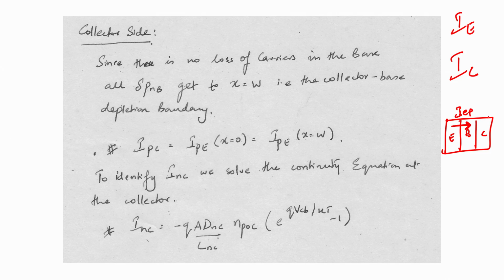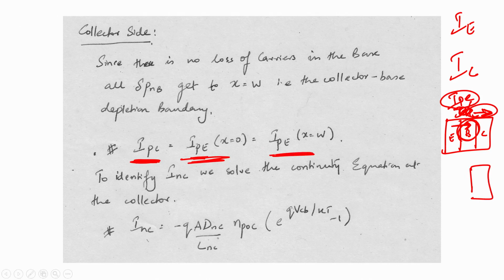I am sorry, IPE is the hole current from the emitter. That current is entirely entering the collector without any loss of current, because the base is not doing any recombination. There is no loss of carriers, and therefore, all of IPE is going to go into the collector. So, IPC, that is the holes entering the collector, is simply equal to IPE at x equal to 0, which is equal to IPE at x equal to W.